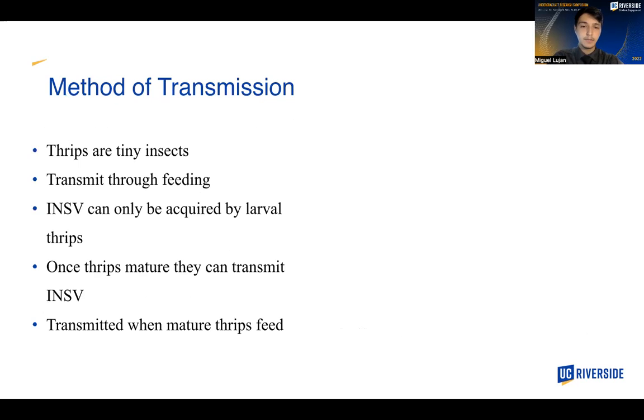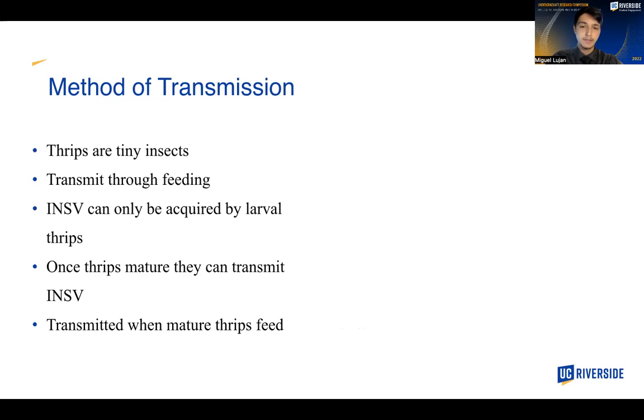Moving on to the next slide, we will briefly be talking about the method of transmission for impatiens necrotic spot virus. To begin with, thrips are tiny insects which land on lettuce and begin feeding upon it. When the thrips feed on lettuce plants, they will introduce the infection inside the plants, which will begin to replicate.